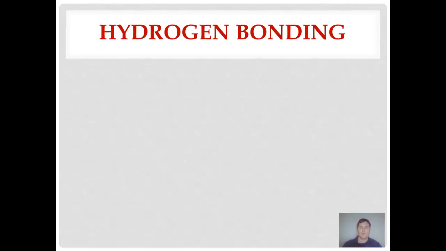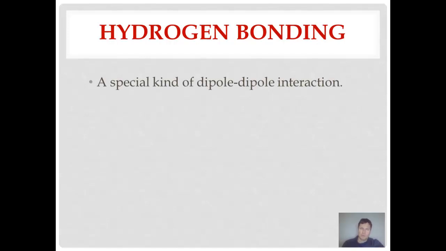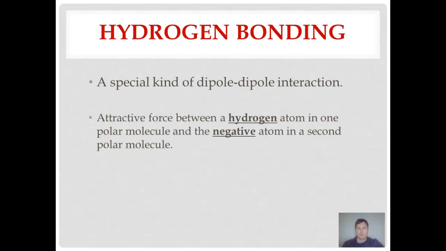The third type is what we call hydrogen bonding. And hydrogen bonding is a special type of dipole-dipole interaction, still between permanent dipoles or permanent polar molecules. But rather than being any polar molecule, it has to contain a hydrogen atom. So it's an attractive force between a hydrogen atom in one polar molecule and a negative atom in a second polar molecule. It's the strongest of the three intermolecular forces.